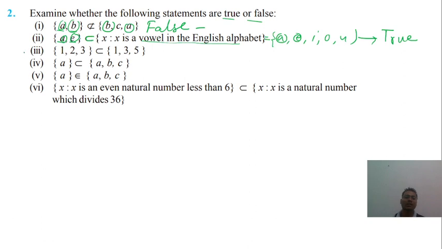So A and E is a subset of this, so they are saying it correctly, so we put a true sign here. And the next question is {1, 2, 3} is a subset of {1, 3, 5}. Okay, to be a subset, all the elements of set A must be present in set B.